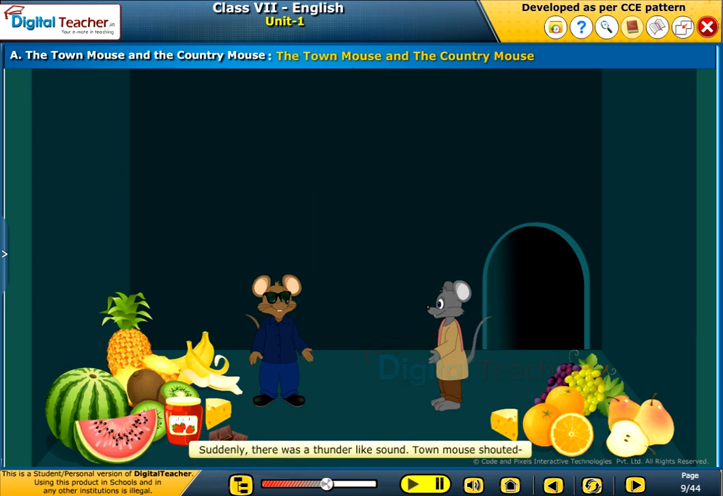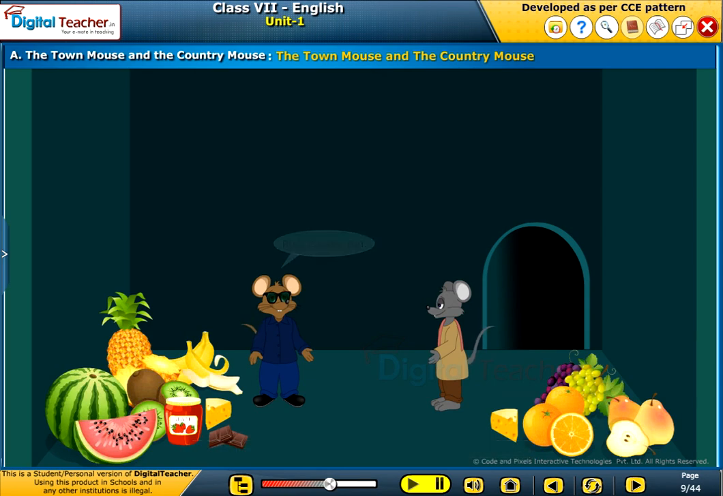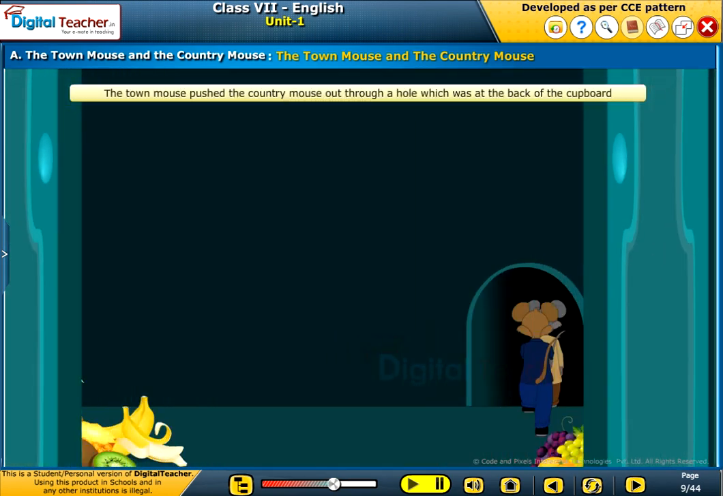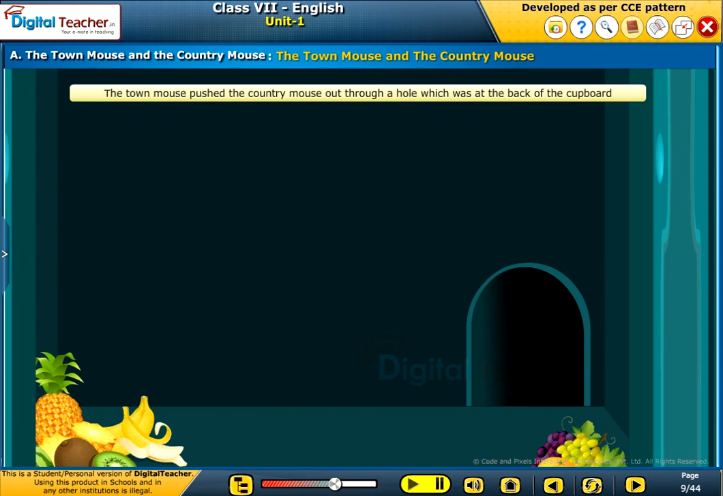Suddenly, there was a thunder-like sound. Town Mouse shouted, "Run, cousin, run!" The Town Mouse pushed the Country Mouse out through a hole which was at the back of the cupboard.